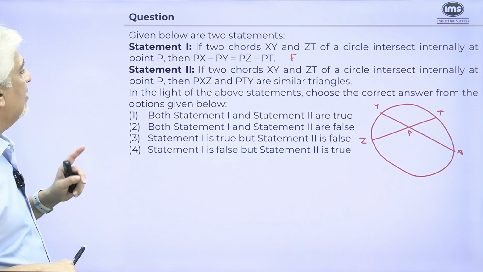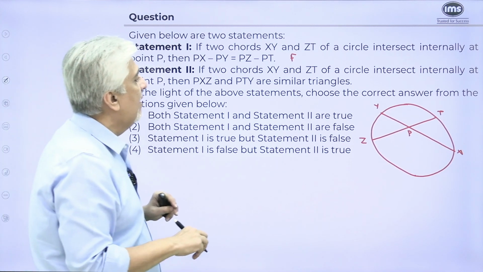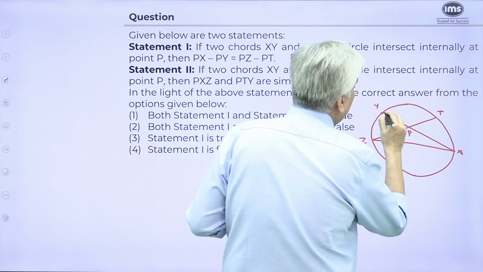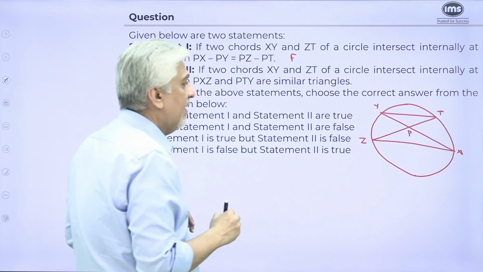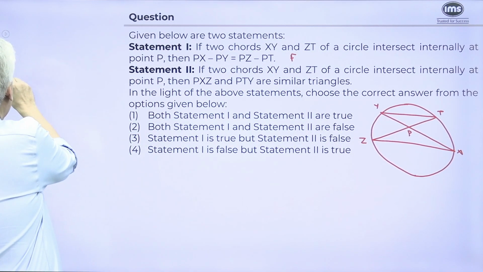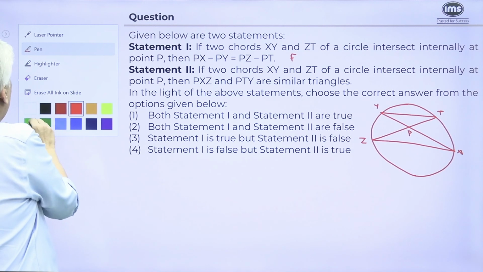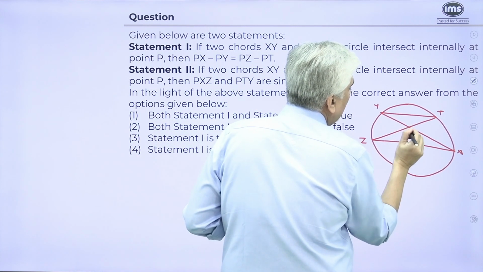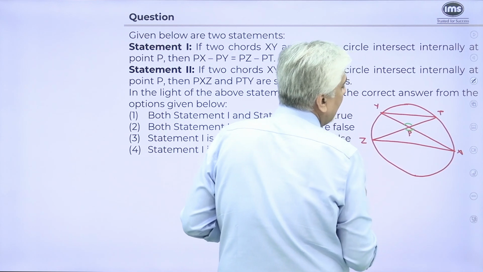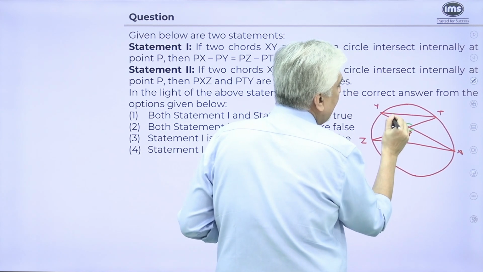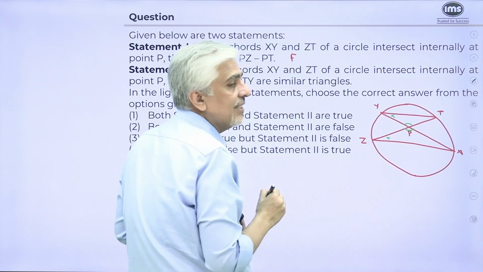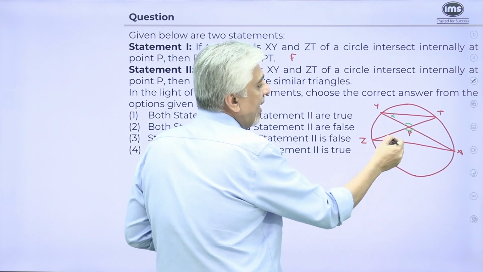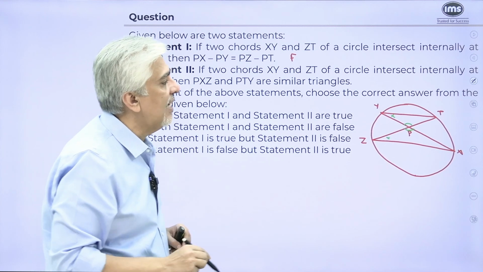Now, if two chords x, y and z, t of a circle intersect internally at point P, then triangle PXZ and PTY are similar triangles. PXZ, that is this triangle, and PTY, are they similar triangles? Yes, they are. Pay attention, how are they similar triangles? I can show it to you. So I'll just use another color marker to show you the angles. This angle will be equal to this angle, and this angle will be equal to this angle. The first two angles are vertically opposite angles, while angle y and angle z are equal, angles inscribed in the same arc.